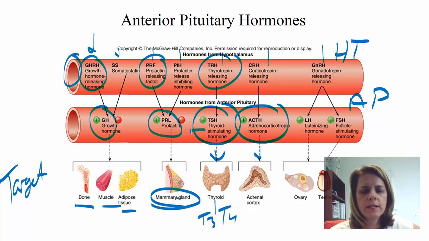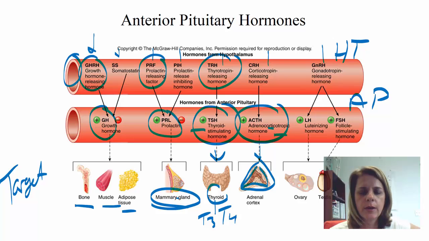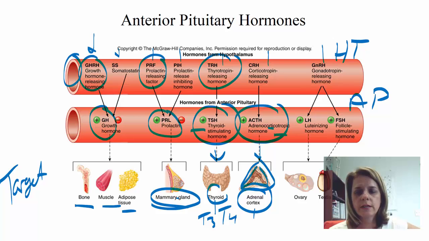TSH and ACTH are pretty cool because they kind of tell me where they're going. TSH, thyroid stimulating hormone. I know its target is the thyroid because the hormone itself tells me that. Adrenocorticotropic hormone tells me its target too. Adreno, I know it's the adrenal gland. Cortico means it's the cortical or outside region. So I know it's going to do something to the outer layer of the adrenal gland. That's its target: the adrenal cortex.